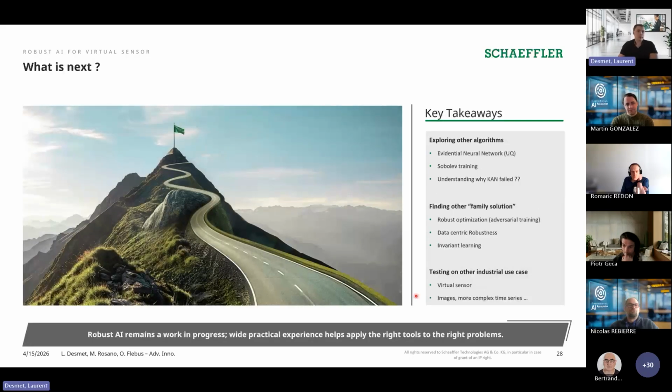So now, where are we in our work? We are just at the beginning of the journey. What we want to do now is develop new algorithms in each of these families, such as evidential neural networks, and also investigate why our Kolmogorov neural network failed. But there are also plenty of other solutions. I never said that it was an exhaustive survey, right? Just a testimony of what we know, at least in our team. So there are other solution families: data-centric robustness, invariant learning, and so on. And obviously, I would also like to compare these different performances with other datasets, just to be sure that it makes sense for any kind of data, because currently we lack experience in a way.